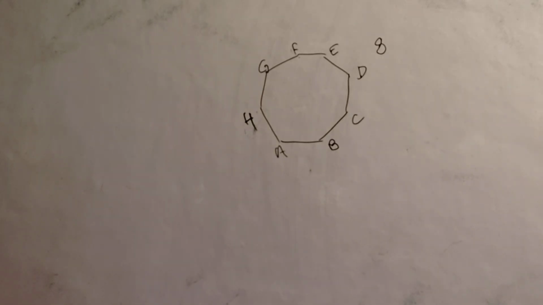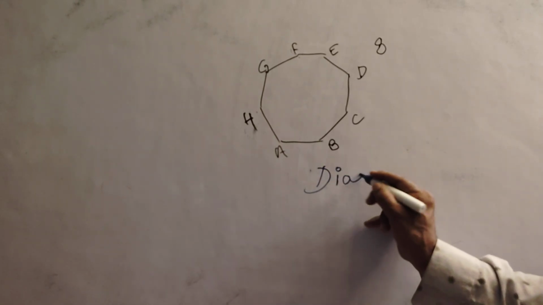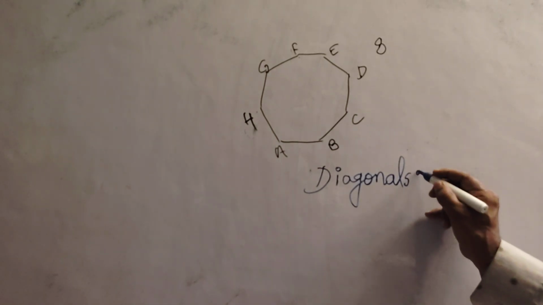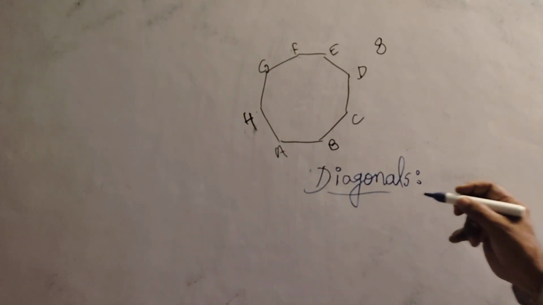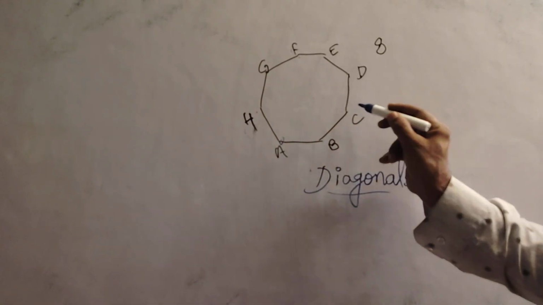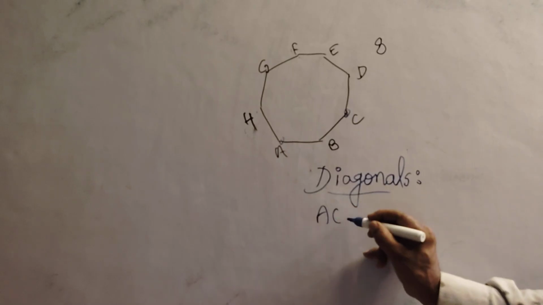But this time we are writing the diagonals' names, because the sides are too many to identify. So we write the diagonal's name here. First start from A. First diagonal is AC, isn't it? Yes, so the first diagonal is AC.